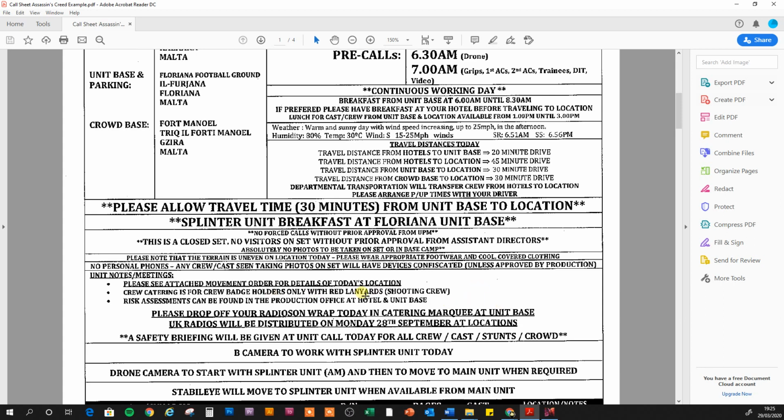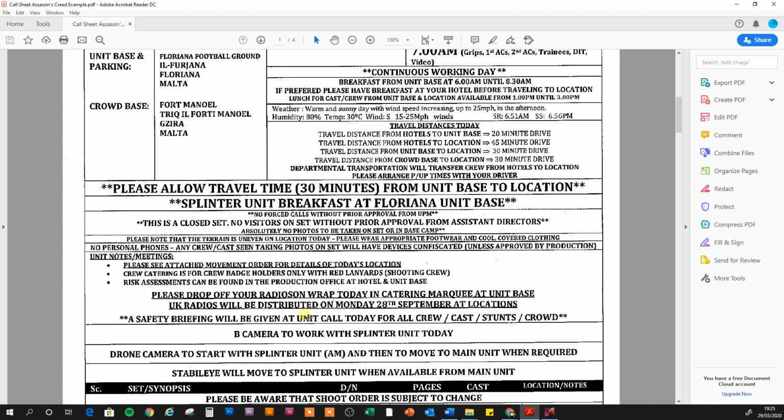Again, things about security, who's got what kind of lanyard, health and safety risk assessments, they're important. Safety briefings are important, especially if you've got stunts going on.